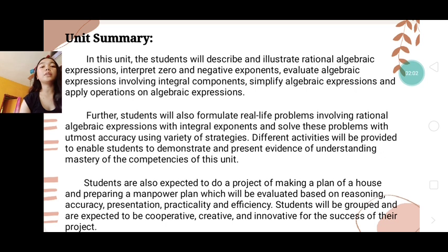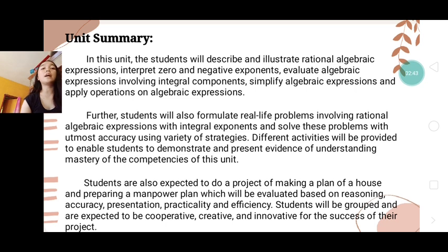After the learning competencies, we have the unit summary. In this unit, the students will describe and illustrate rational algebraic expressions, interpret zero and negative exponents, evaluate algebraic expressions involving integral exponents, simplify algebraic expressions, and apply operations on algebraic expressions. Further, students will also formulate real-life problems involving rational algebraic expressions with integral exponents, and solve these problems with utmost accuracy using a variety of strategies.